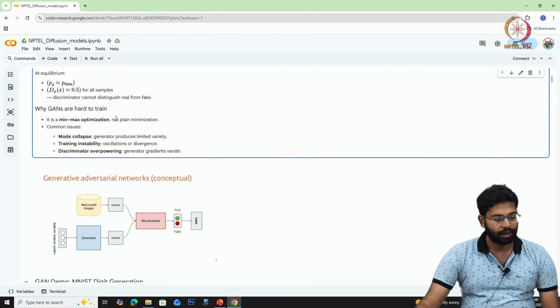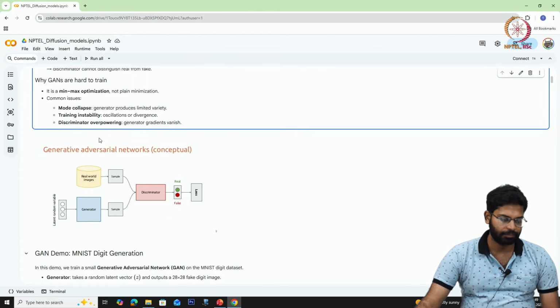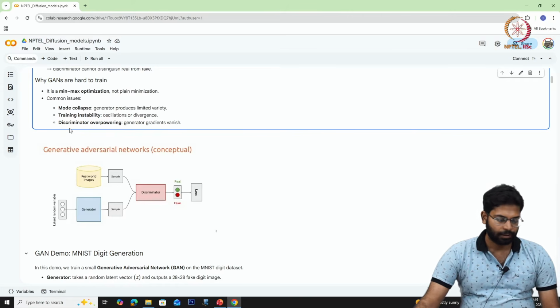But why are GANs hard to train in general? It is a min-max optimization. So, it is not a one-way optimization. It often involves saddle points and leads to mode collapse, training instability, generator gradient vanishing problems, and so on.